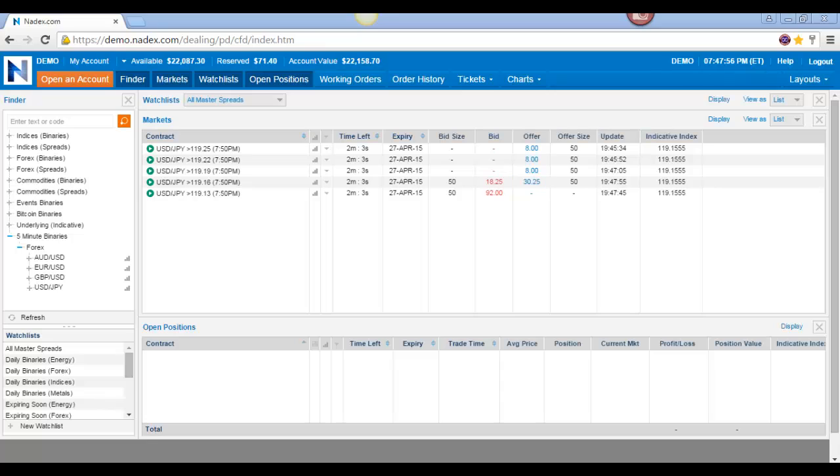But if you've got limited time to trade and you can narrow that time down to after a news event, you get some movement in the market so that you can get some quick potential profits there. Okay?